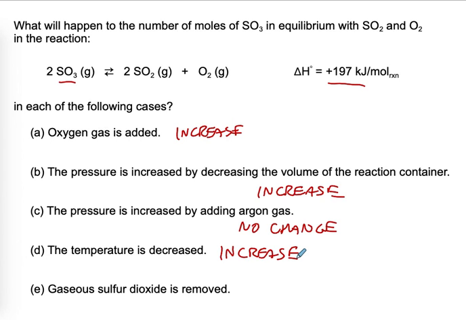Finally, gaseous sulfur dioxide is removed. If I remove a product and therefore lower its concentration, the system will shift in that direction toward the products in order to make up for the lost sulfur dioxide, which means that the moles of sulfur trioxide will decrease. And that, my friends, is Le Chatelier's principle.